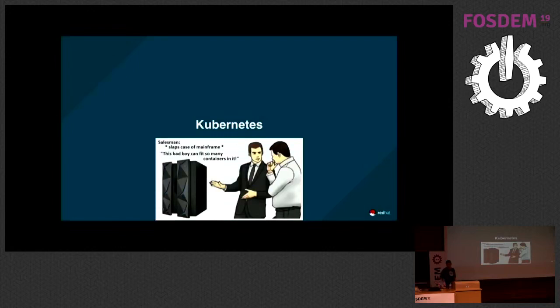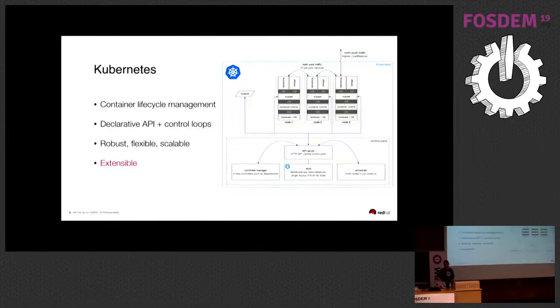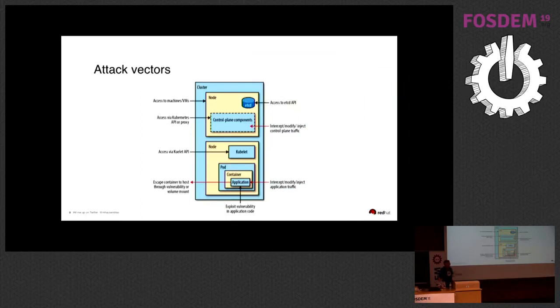So let's have a look at Kubernetes. That's an example of a portable container management lifecycle system that has a bunch of declarative APIs and control loops that are essentially trying to reconcile the observed state with the desired state by the user. And it's very robust, flexible, and extensible. And you can see there are many, many moving parts that you potentially have to worry about. And actually, that's how it looks like, right?